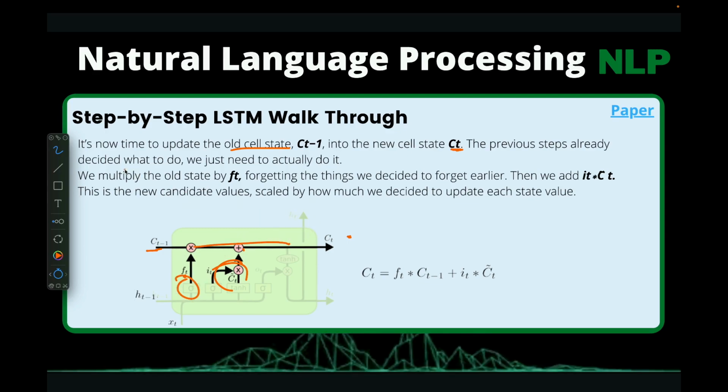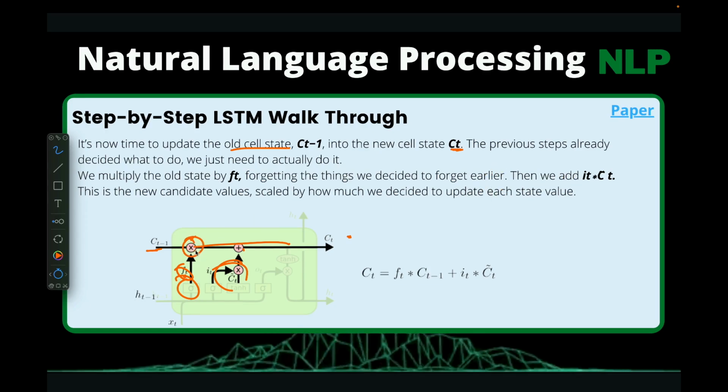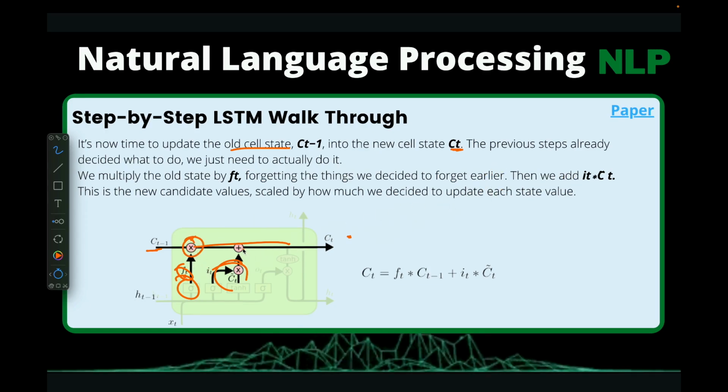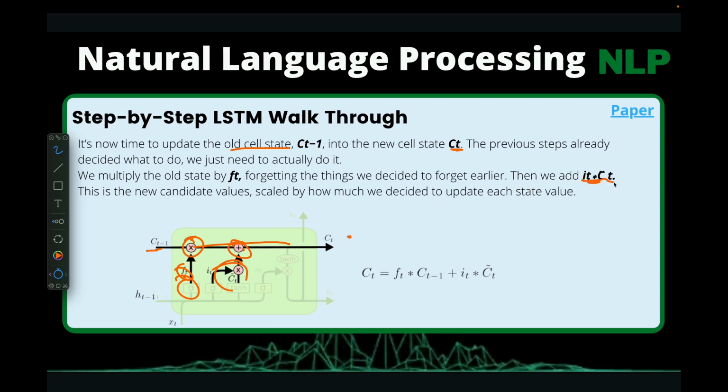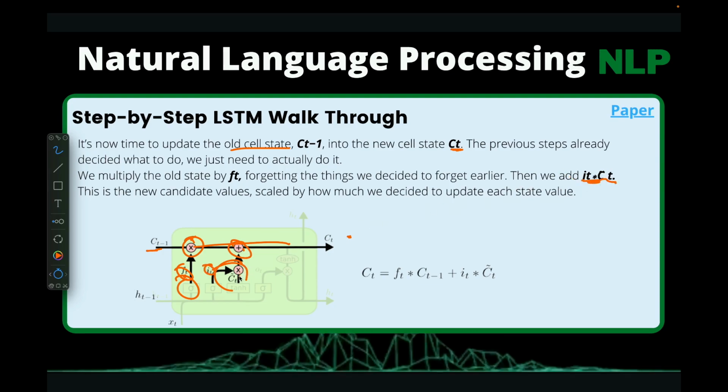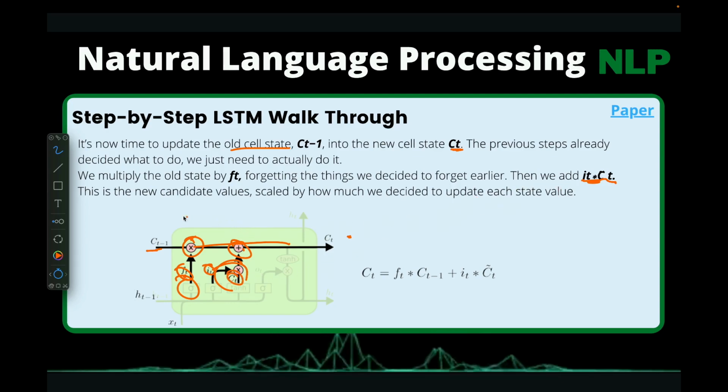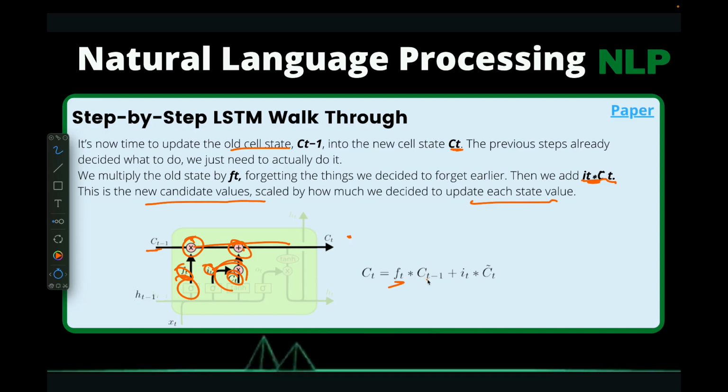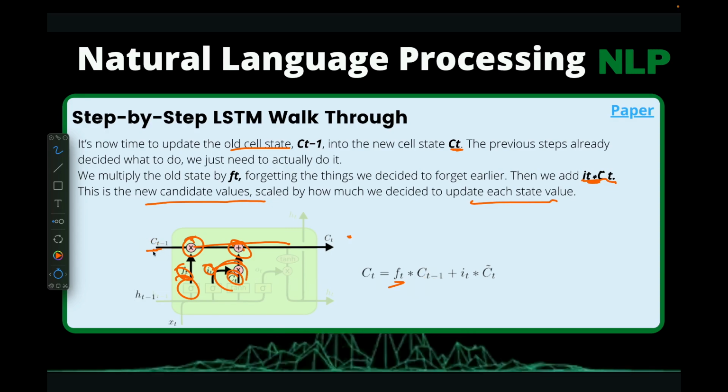That's the only thing. So here we multiply the old state by ft, which is the result that we got, forgetting the things that we decided to forget, using pointwise multiplication. And then we're going to add it and then C̃t, that is the it result that we got here, and the C̃t result that we got over here. These are the new candidate values, scaled by how much we decided to update each state value. So it's just like this: ft, which we got over here, multiplied by Ct-1, which is the previous cell state. So ft multiplied by this one.